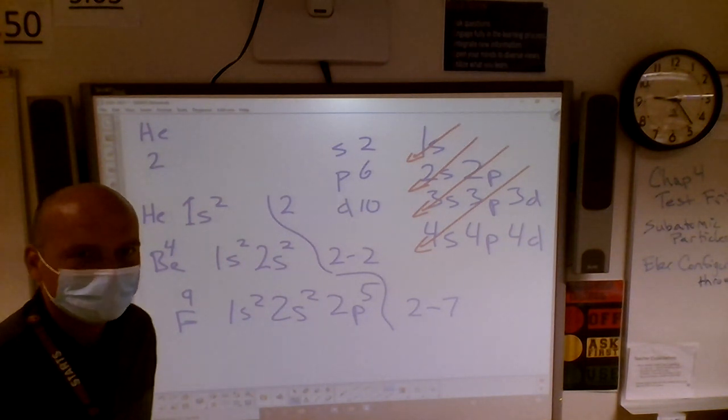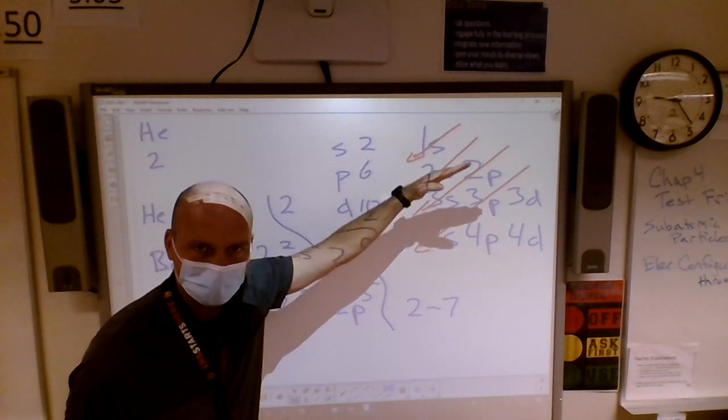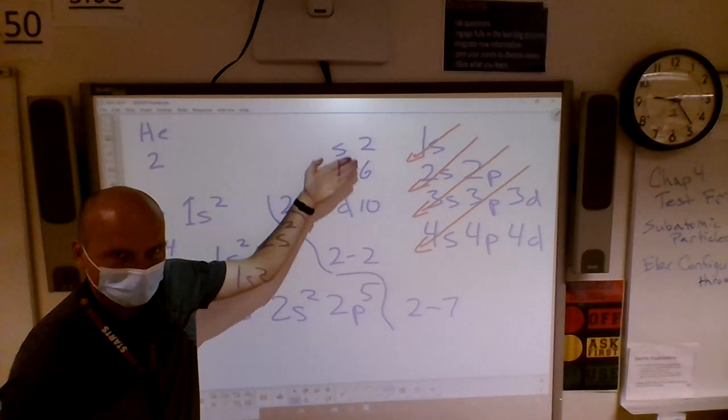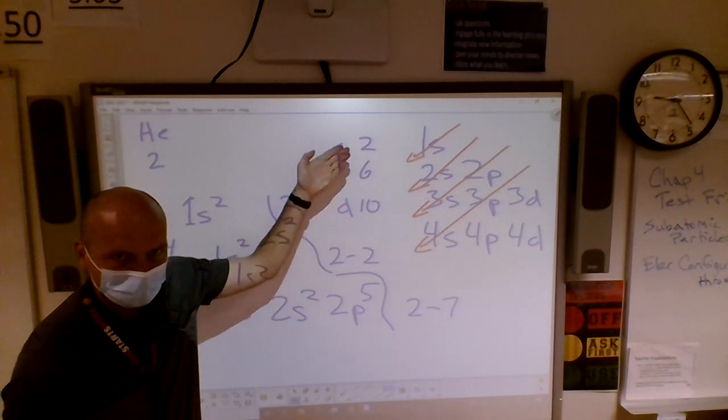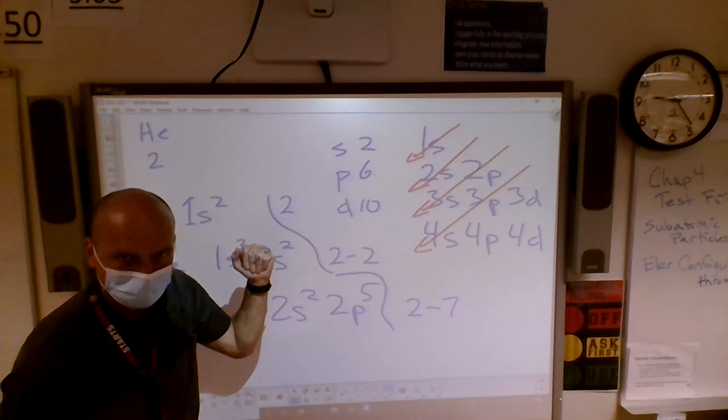All right, I hope this helps. Just follow the arrows top to bottom until your little numbers add up to the atomic number. Be careful not to go over. Each sublevel has a maximum capacity. S can hold 2, P's can hold 6, and D's can hold 10.